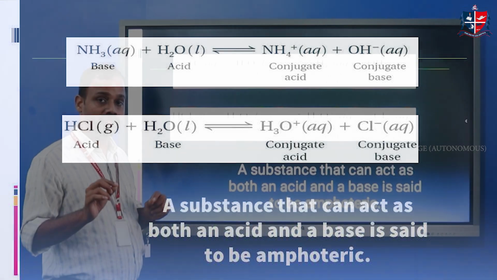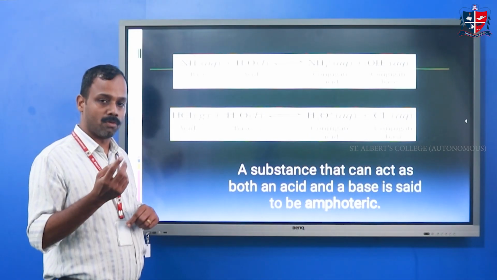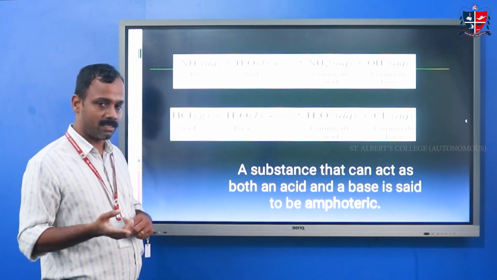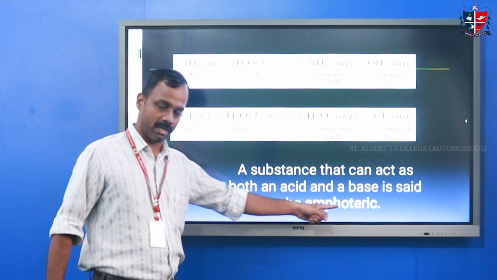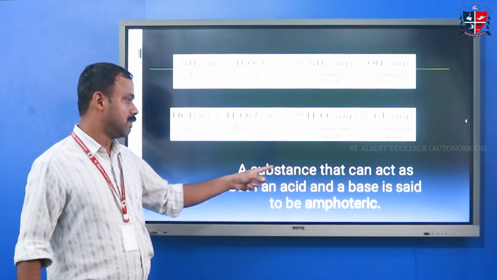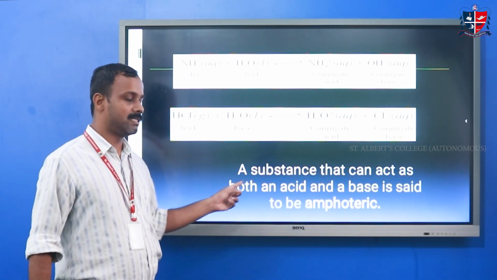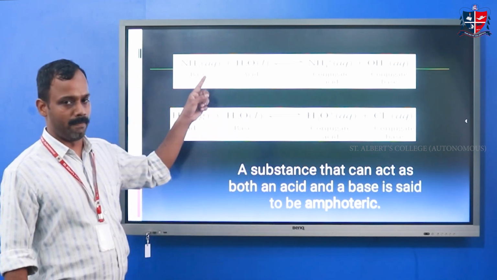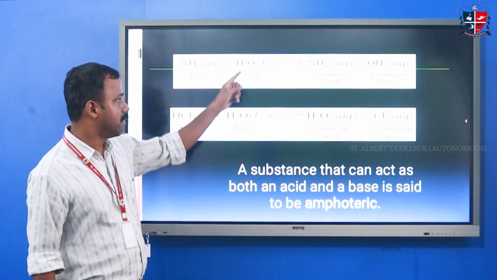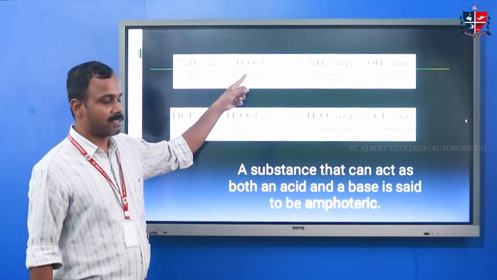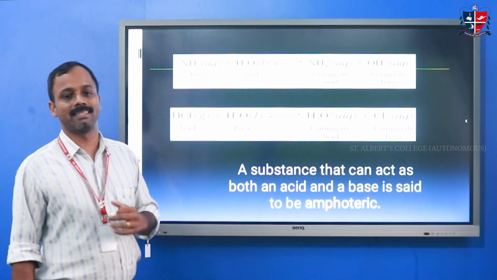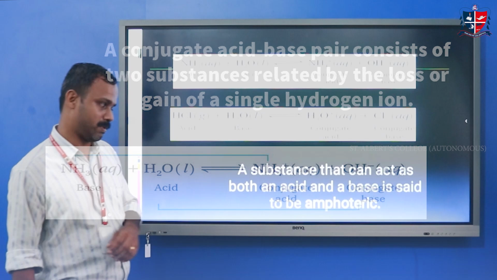So a substance which can act as both a Bronsted acid and a Bronsted base, such substances are said to be amphoteric. So a substance that can act as a Bronsted acid and base can be called an amphoteric substance. So here water, in this case, acts as an acid. Here it acts as a base. So water is an example of an amphoteric substance.